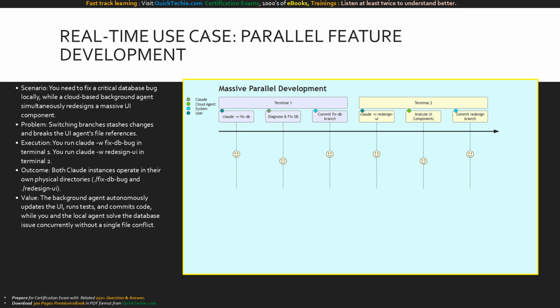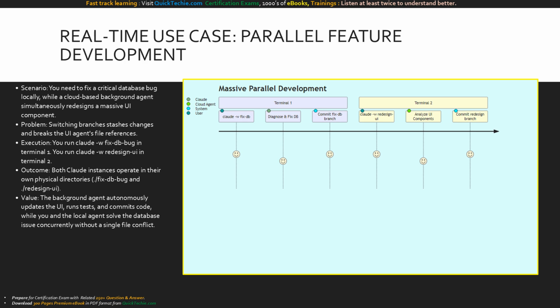The background agent autonomously updates the UI, runs its own tests, and commits its code in folder A, while you and the local agent solve the database crisis in folder B. Zero Git conflicts. Zero stashing. 2x development velocity. This journey map clearly illustrates the parallel processing power you now wield.